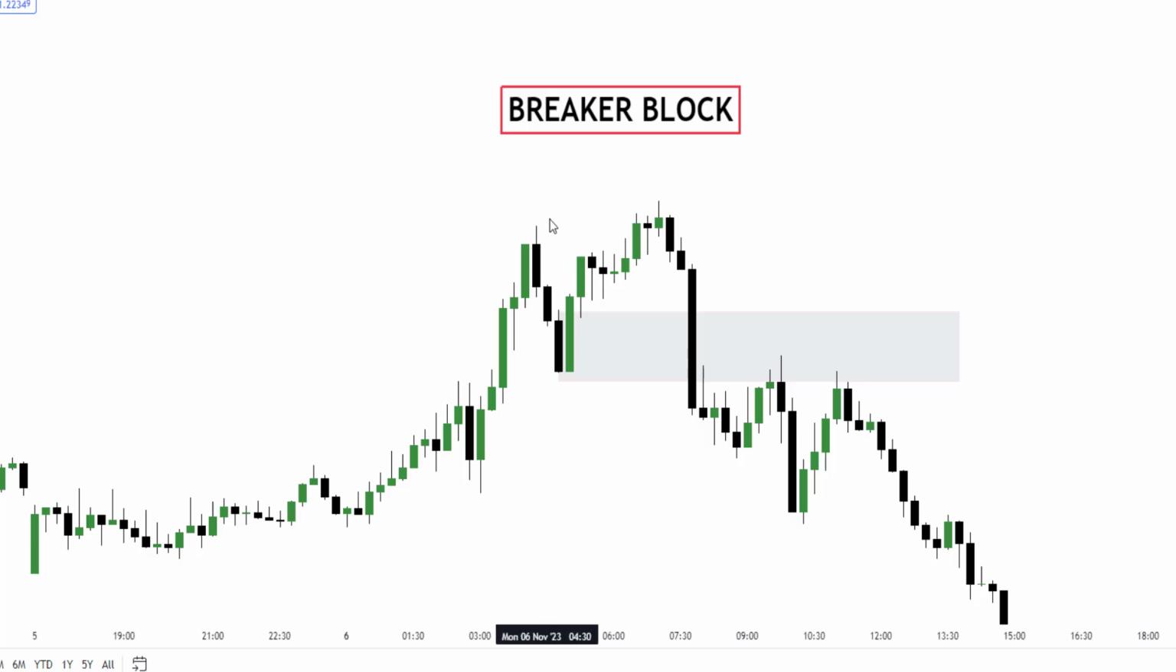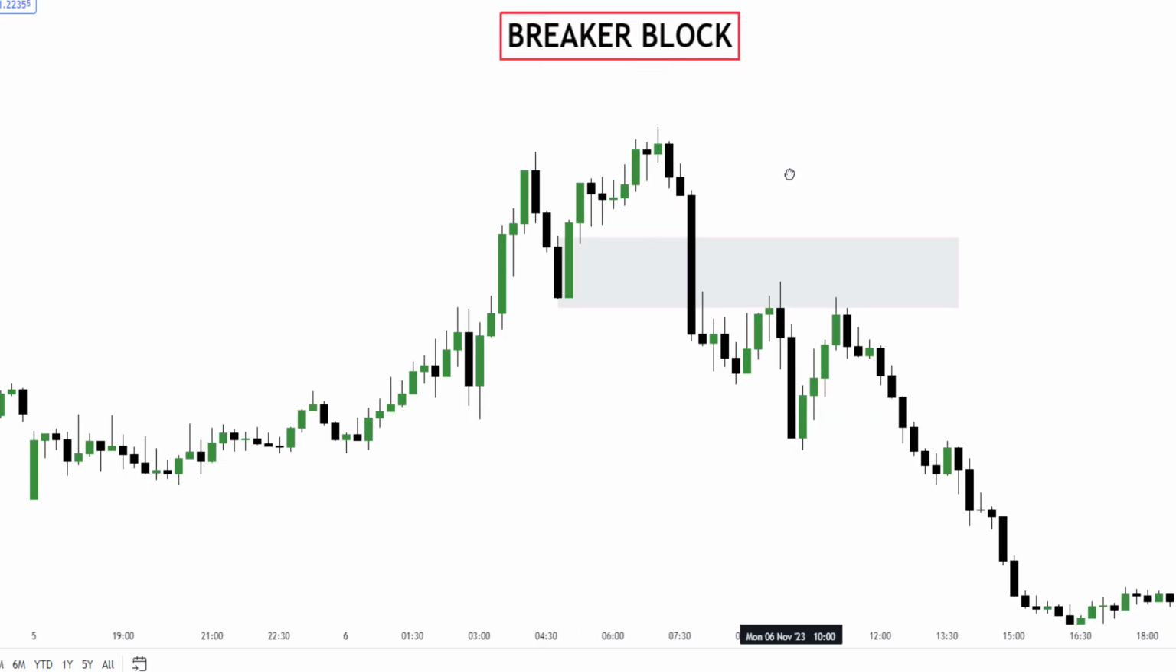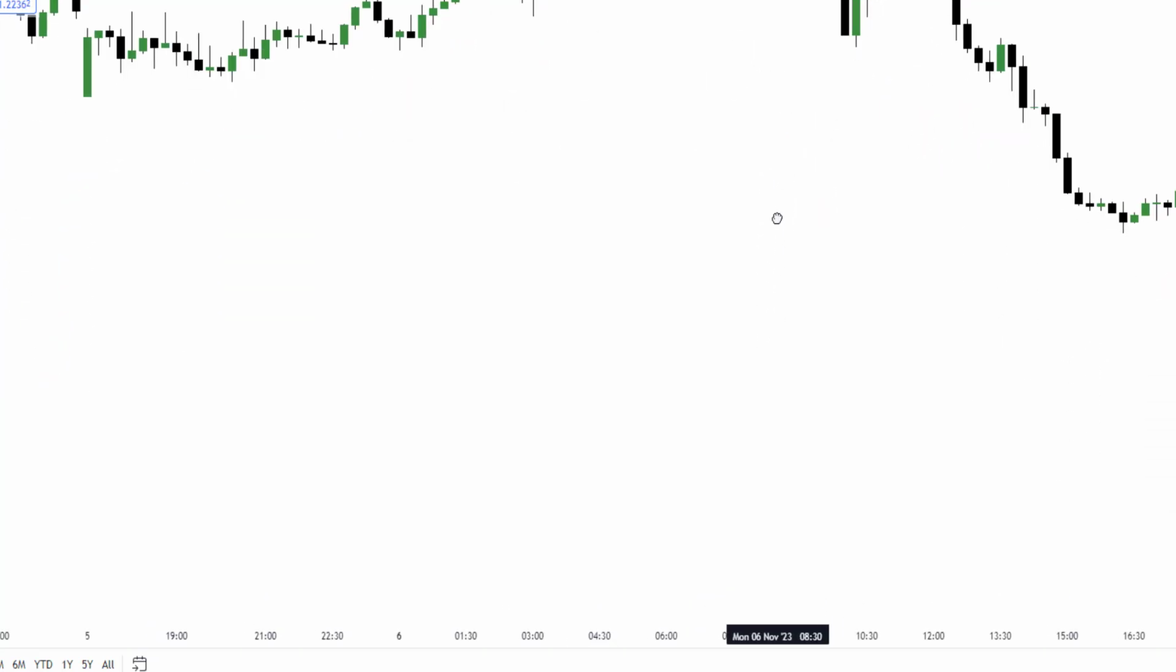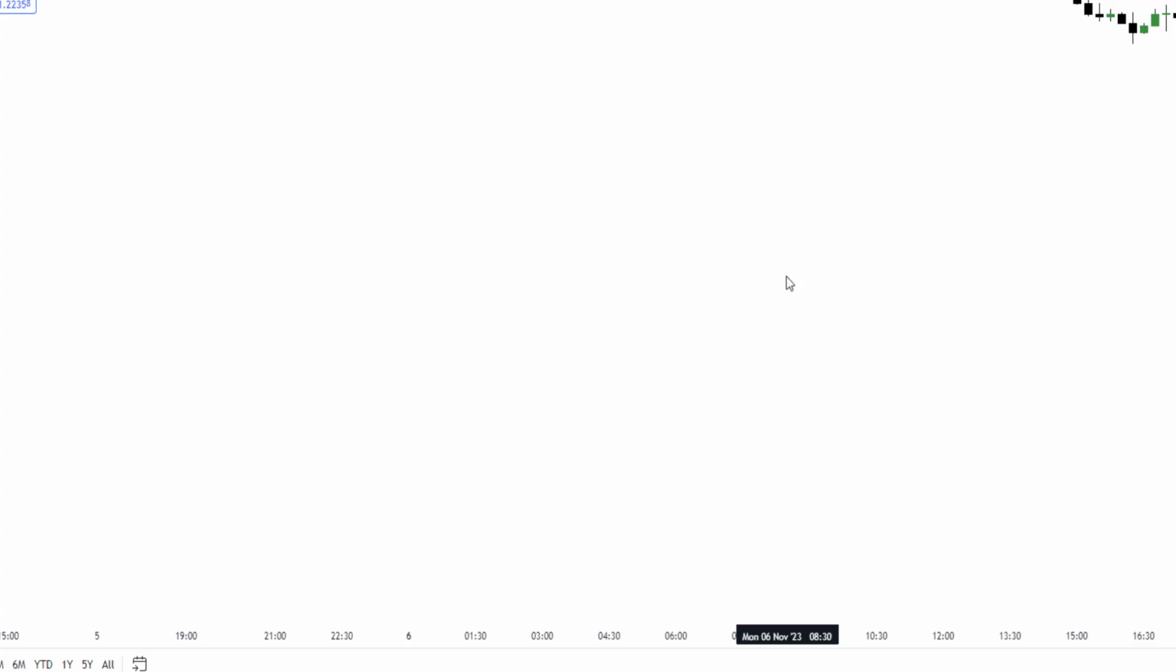Now there is a very slight difference between a breaker block and a mitigation block, which you need to pay attention to. You need to watch everything I have to show you right here so you can get the exact difference, because that is where a lot of the confusion comes in for most smart money traders. All right, now let me start by sketching what a breaker block is, and then we'll come back to our chart to spot them physically.